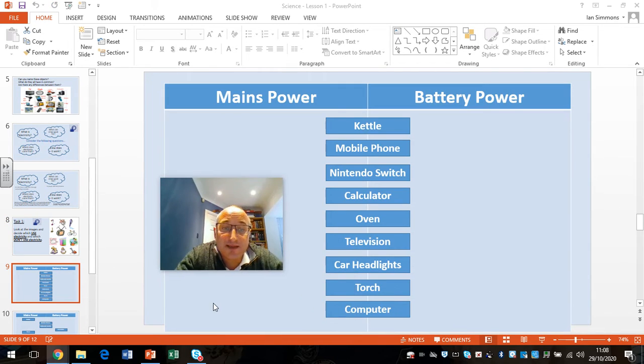Okay, a bit of a sorting activity for you now. So we've got a kettle, a mobile phone, a Nintendo Switch, a calculator, an oven, a television, car headlights, torch, and a computer. And what I want you to decide is whether they are mains powered, so whether you actually have to plug them into the wall, or whether they're battery powered. There might be one or two that you're not sure about. Place them into the middle. Guys, pause it and have a go.